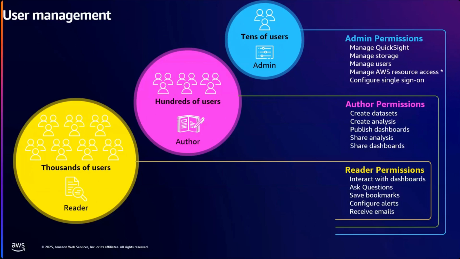Then moving on to the builders, which are our authors within the organization. The authors can create data sources, data sets, and analyses. And then once the analysis is ready, you can publish the dashboard and share it with your end users, which are the readers or other authors. And then we have the admins who are responsible for managing QuickSight. They can manage storage, users and all the other resources, along with being able to configure the different authentication mechanisms. So these are our three basic roles as of today.